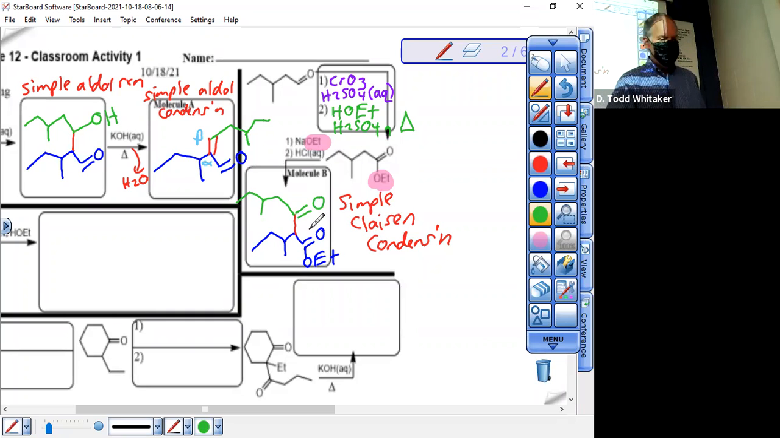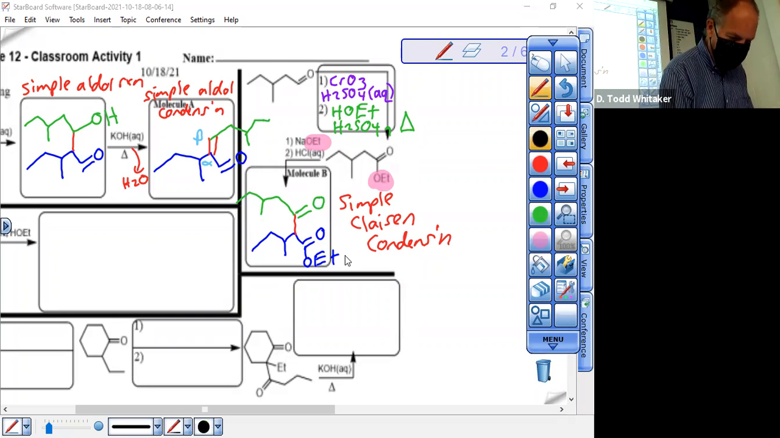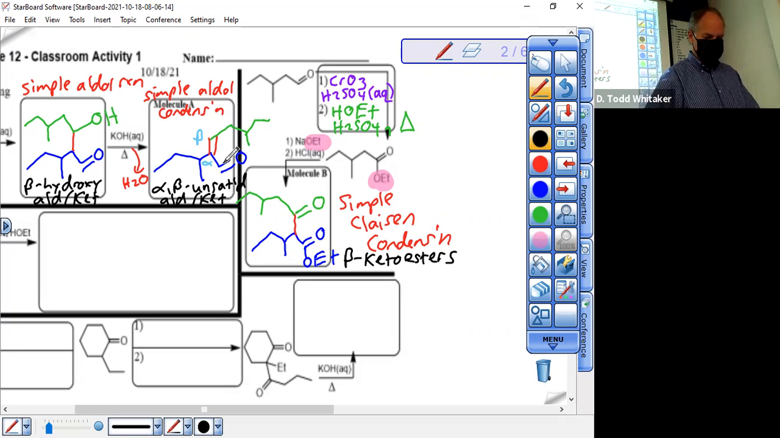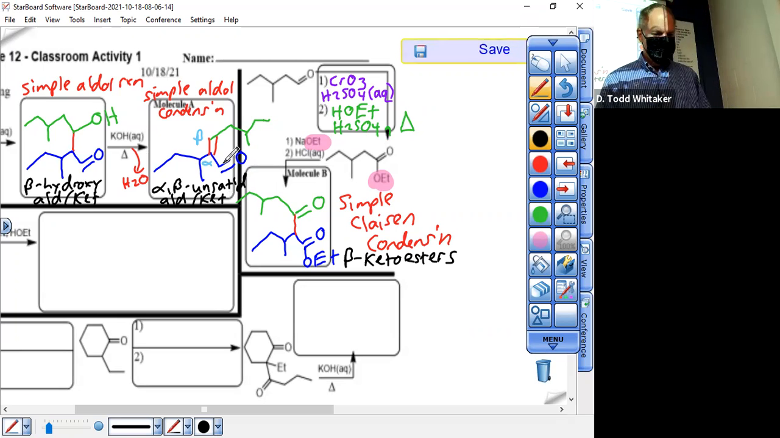So what kind of products do you make in simple Claisens? You make beta keto esters during simple Claisen condensations. In the simple aldol reaction, you make a beta hydroxy aldehyde or ketone. And in the condensation, you make an alpha beta unsaturated aldehyde or ketone. In our cases here, the blue is an aldehyde. We'd have the same result if we started with a ketone, but we'd end with a ketone. Going along well so far.